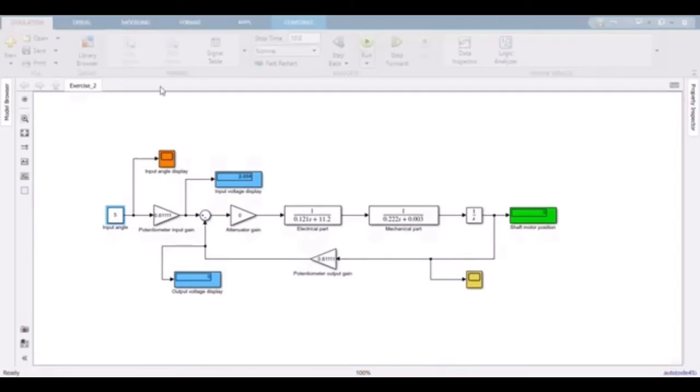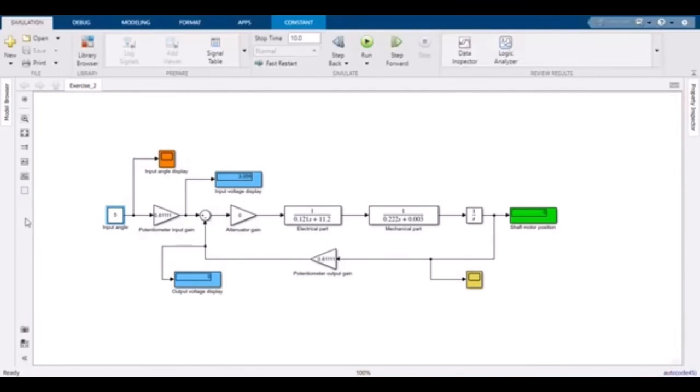I'm not going to show you all the simulation, but the explanation for this is that as the input angle increases, the input voltage also increases. So the shaft motor position and output voltage show no reading.